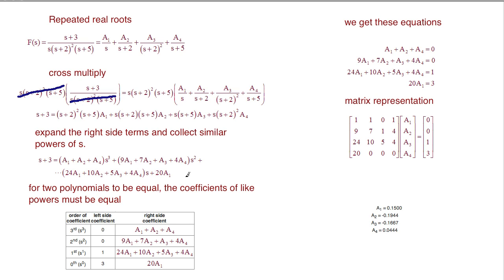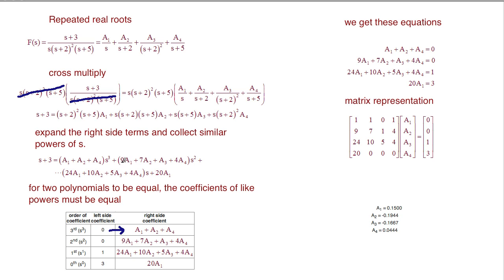The coefficients of s squared are equal on both sides, and so on. So when we do that, we notice that the coefficient of s cubed on the left is 0. The coefficient of s cubed on the right is a1 plus a2 plus a4. So in order for these two sides of the equation to be equal, 0 must equal this right over here. So that sum must equal 0.